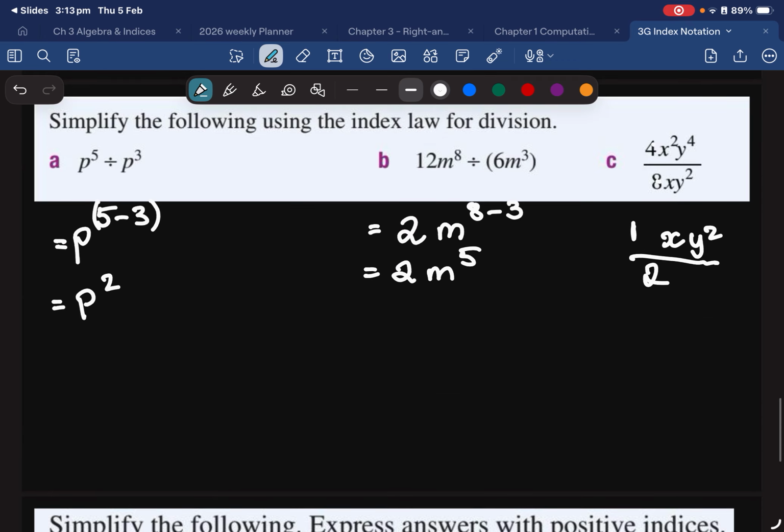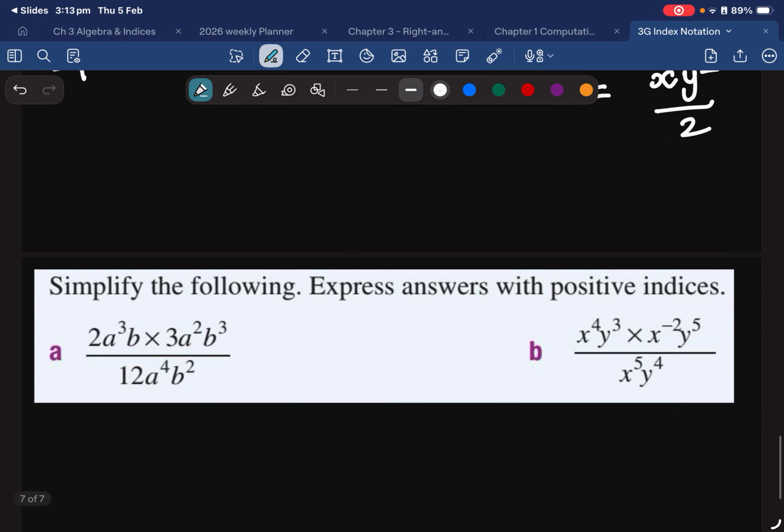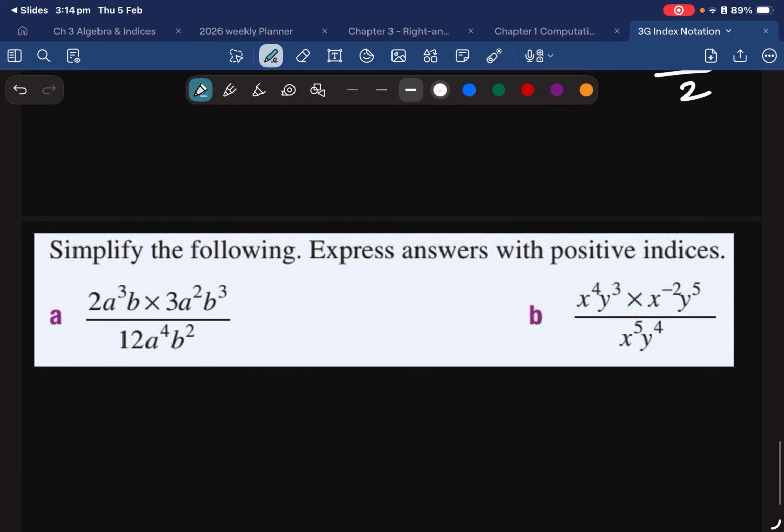Now as we go through these, you're going to find that they get harder and harder. This one here, I'm going to give it a bit of a tidy up. x y squared on 2. Because it's times 1 times that. We don't really need to put the 1 there. Righto. Now we get to the tricky ones.